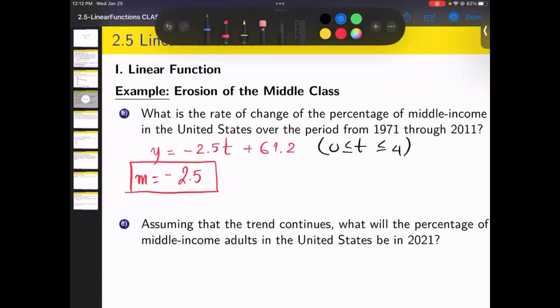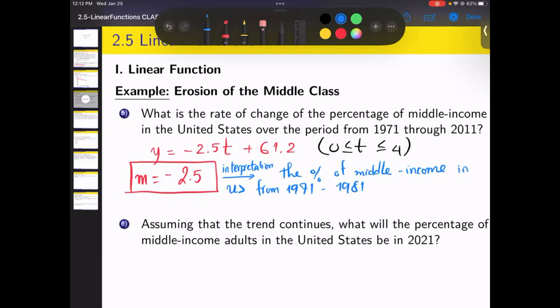If I ask you for an interpretation, you would say: the percentage of middle income in the US from 1971 through 2011, you're going to be specific about what happened and when, decreased 2.5% for each year, or per year, or every year, however you want to write it.